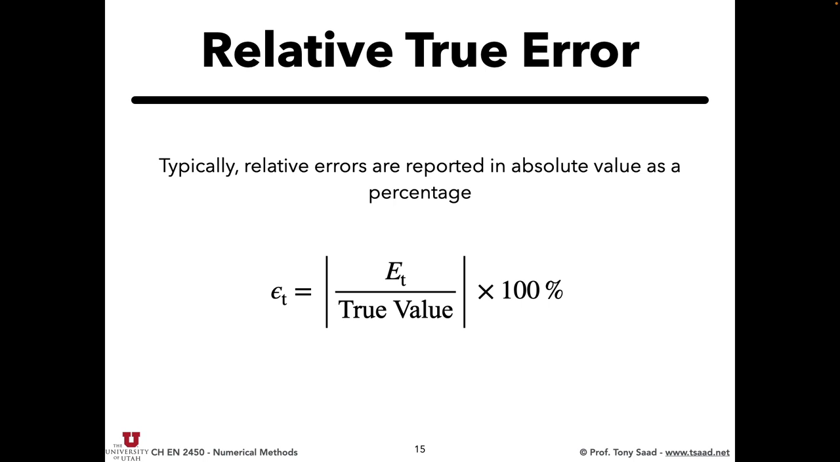And people will get that. Scientists and engineers will get that because we're going to beat that into your mind. So when you graduate out of here and someone tells you, oh, we reported a relative error of 15%, you're like, yeah, I know what you're talking about, okay? This is what we're talking about.